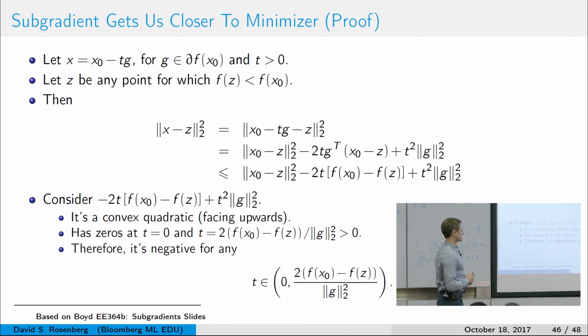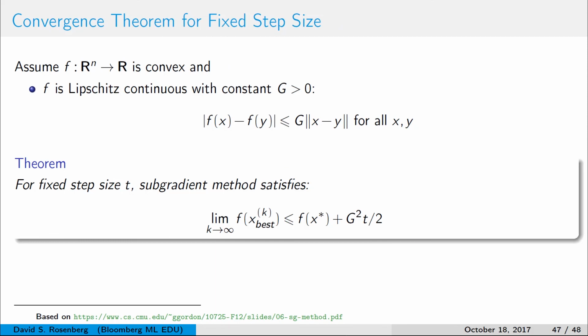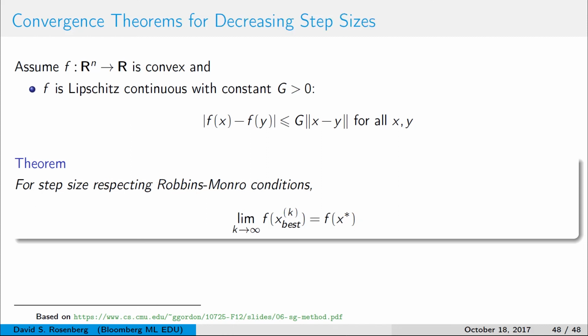All right, so that's nice. This tells us we're getting closer. We still kind of want a little bit more, which is a theorem which tells us that we'll get there eventually. So there's two convergence theorems. I don't think we need to dwell on the details. One is for a fixed step size, and one is for a step size decreasing with Robbins-Monro style conditions like we talked about in the second lecture. It's like 1 over n or something like that.